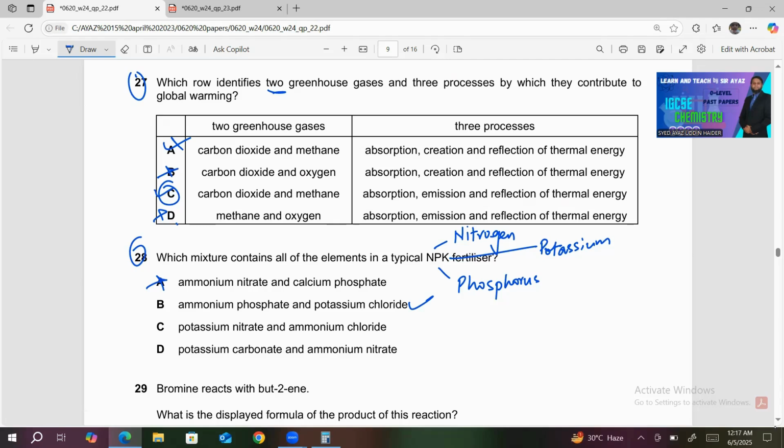C, potassium nitrate, will get K and N. Ammonium chloride, will get only N here. This is also incorrect. D, potassium carbonate, we have K here. Ammonium nitrate, we are getting N from here. So B must be the right answer.